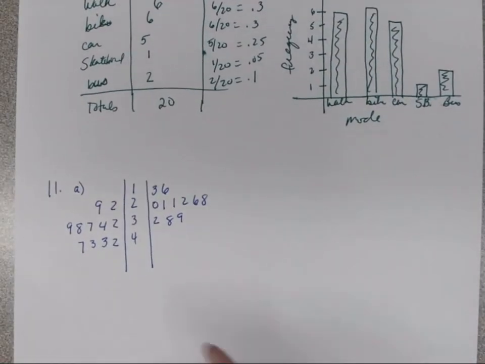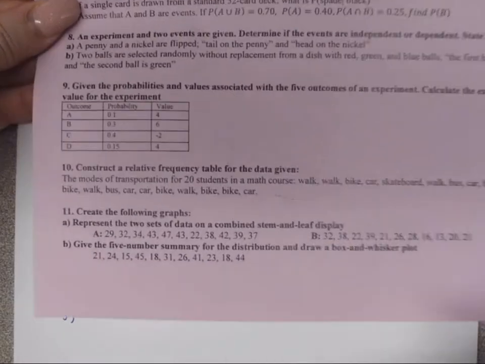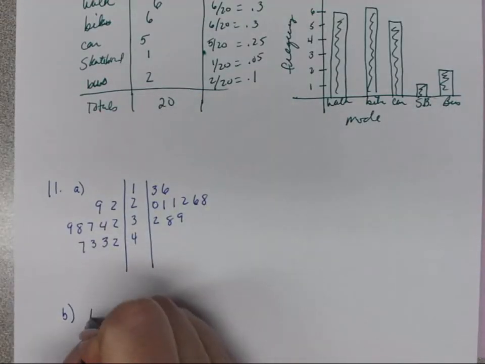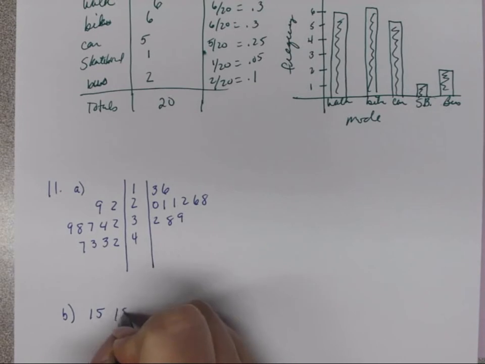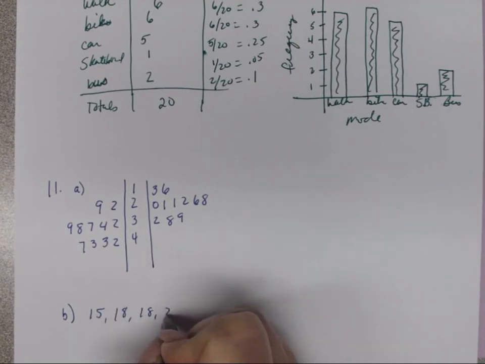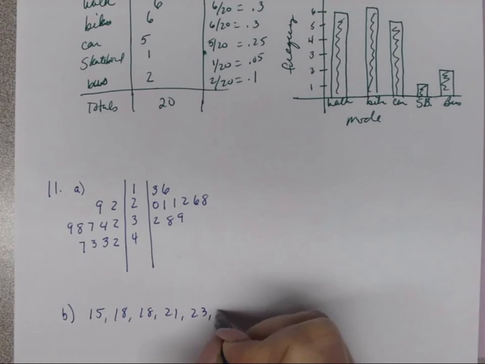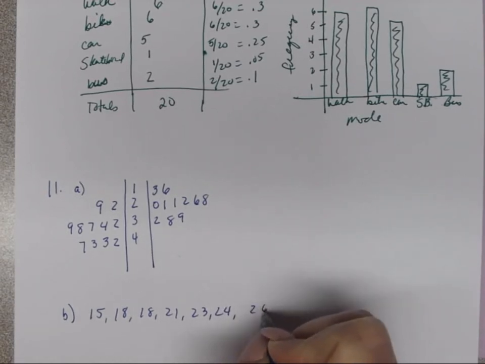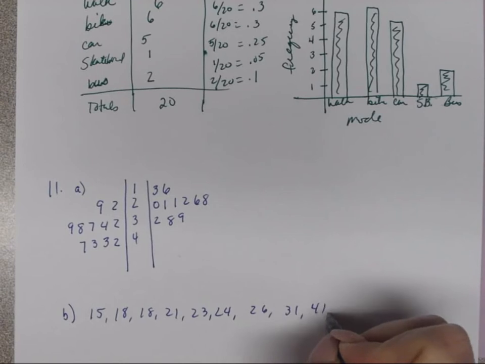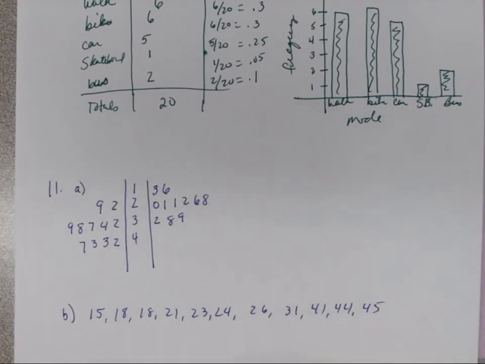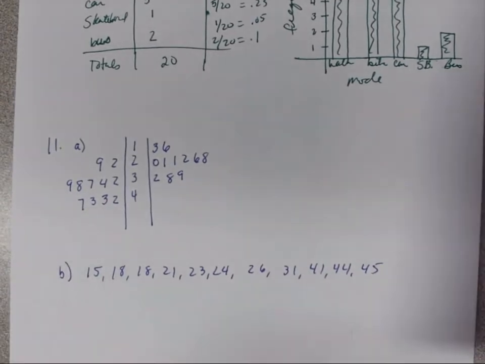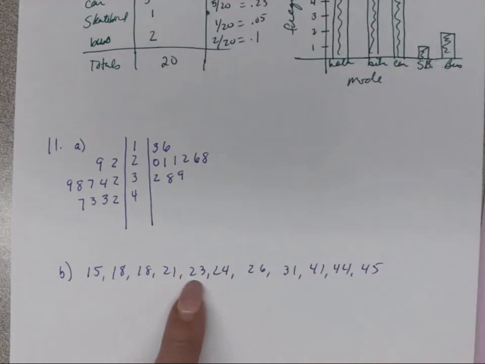All right, for part B, we are looking to create a 5-number summary for the distribution and draw a box and whisker plot. So we are given a bunch of numbers. The first thing I'm going to do is put them in order. So we have 15, 18, 18, 21, 23, 24, 26, 31, 41, 44, and 45. So the first thing I did is take all of the numbers and put them in numerical order.